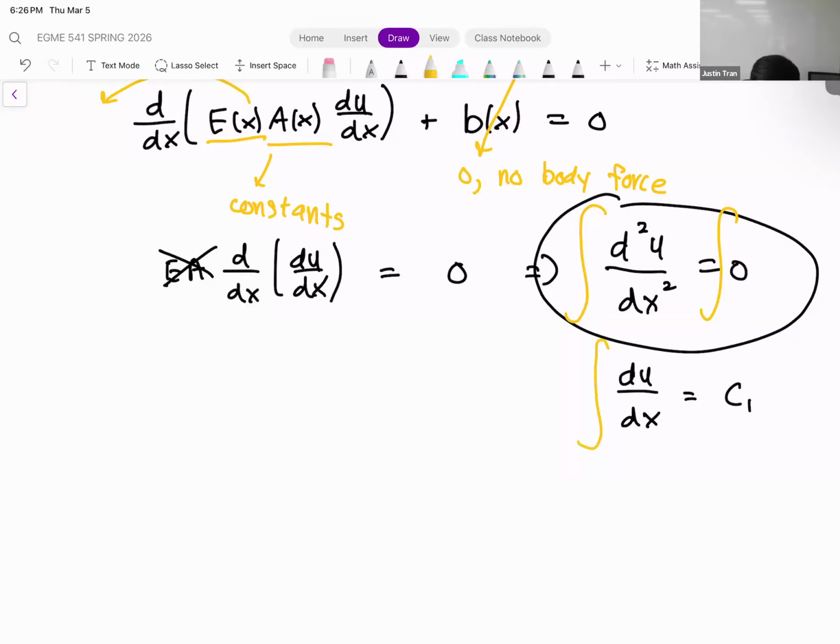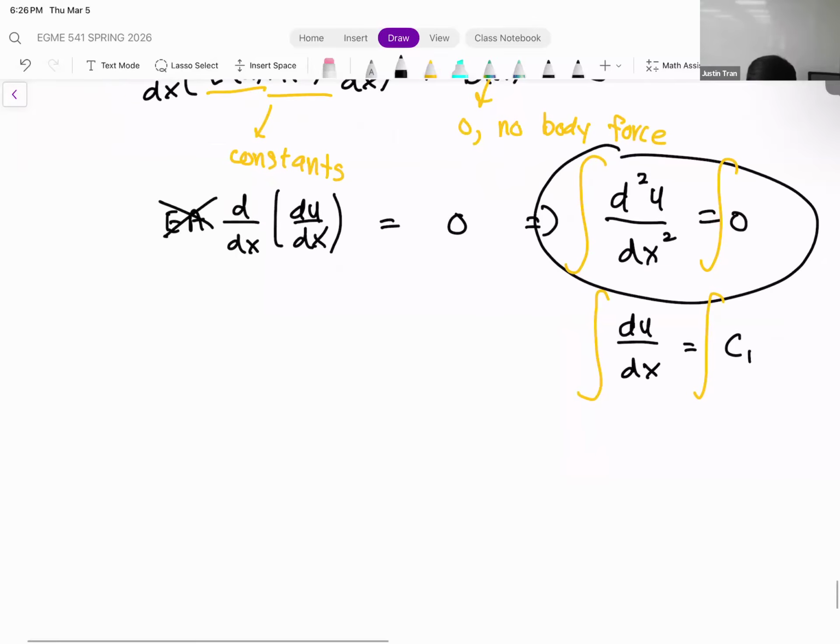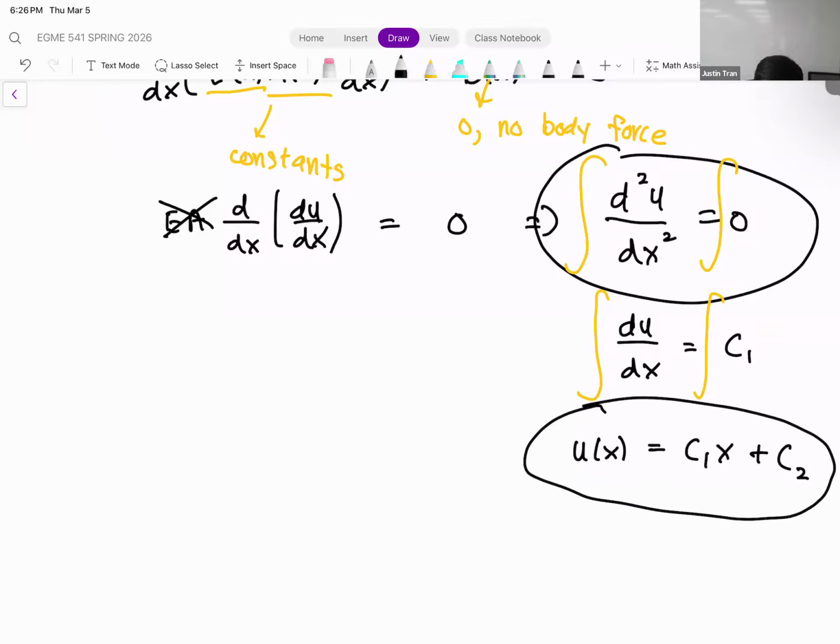We're going to integrate one more time because we don't want du dx, we want u of x, okay? And so we integrate one more time, we get u of x is equal to c1 times x plus another arbitrary constant because we integrated again, plus c2. So this right here is our general solution.